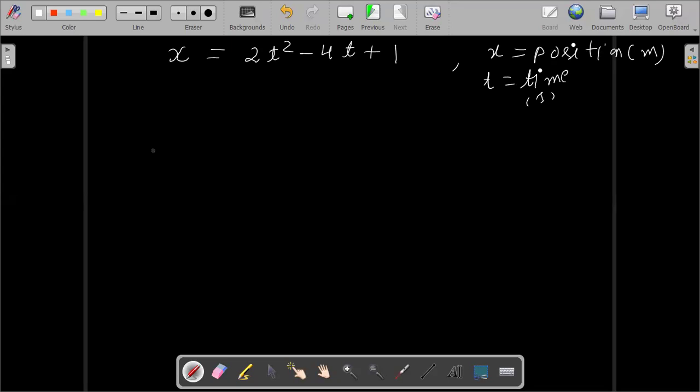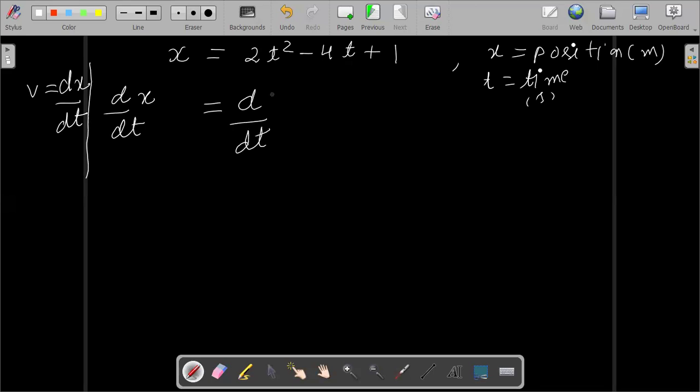If I want the velocity, I know that velocity is given by dx by dt. So if I apply d by dt on both the sides, on the left hand side I have d by dt of x, and on the right hand side d by dt of this whole expression, which is 2t squared minus 4t plus 1. Got it? Yes, sir. So dx by dt will be velocity, so I can write dx by dt equal to v.